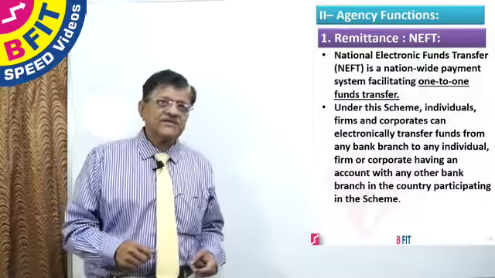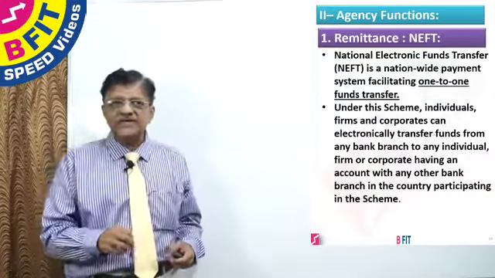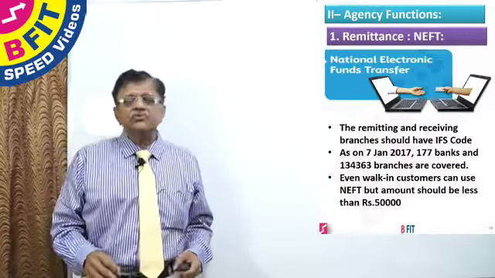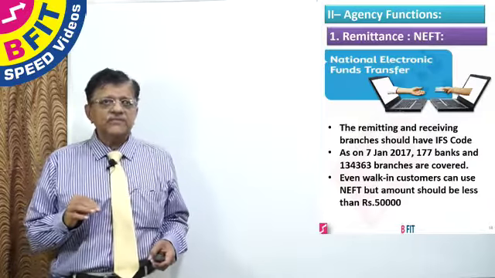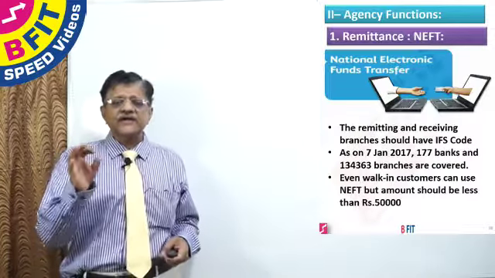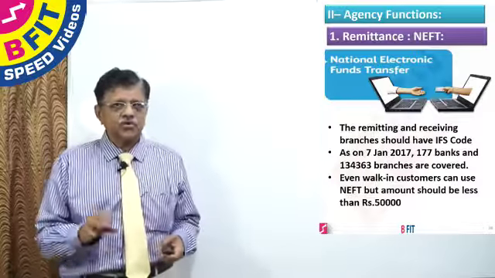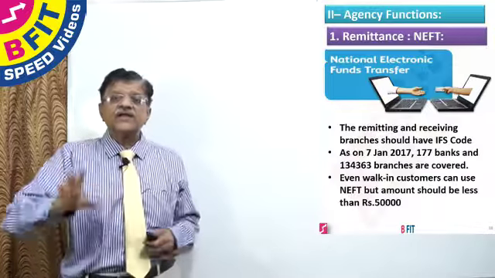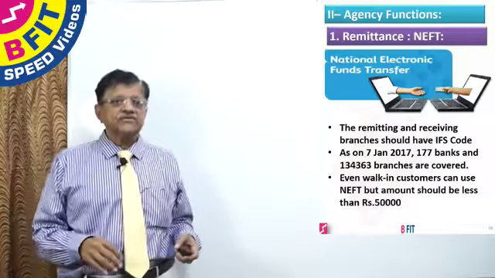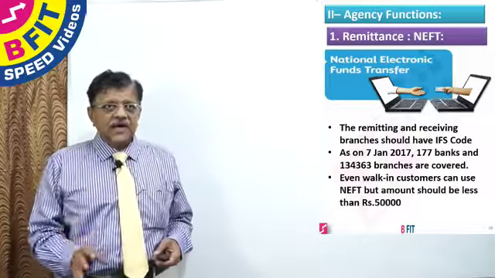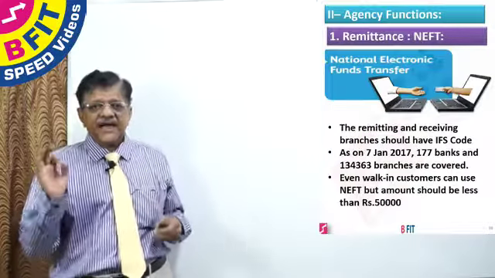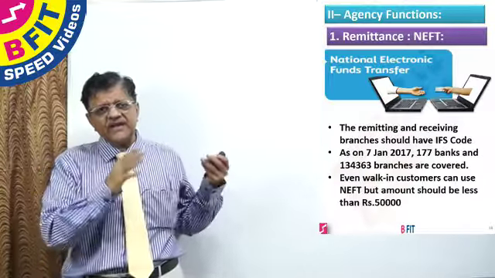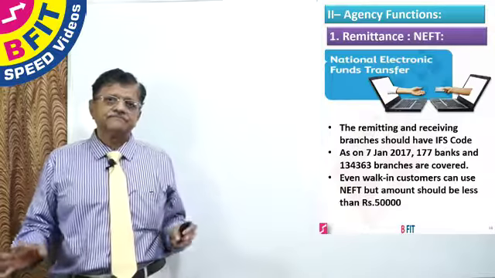Let us see the functioning of NEFT, how NEFT functions, then you will appreciate its beauty. What are the conditions? The remitting branch and the receiving branch should have IFS code. IFS code means Indian Financial System Code. How many such IFSC enabled branches or NEFT enabled branches are there? As on 7th January 2017, 177 banks and 1,34,363 branches are covered. This covers almost the entire India. Almost all the branches, 95 to 98% of all the branches of banks.